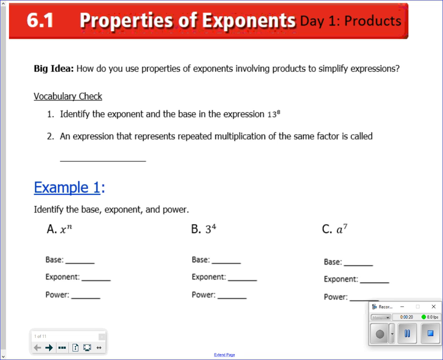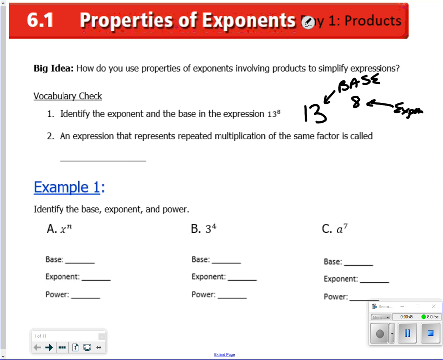Vocabulary. Identify the exponent and the base in the expression. Well, the base is the number. In this case, 13 raised to the 8th power. 13 is the base. 8 is what is referred to as the exponent. So 8 in this case is the exponent.